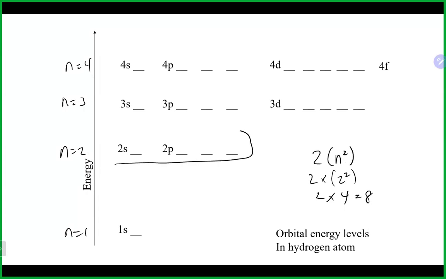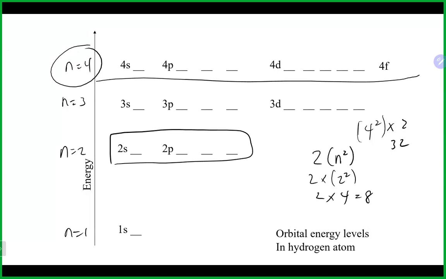And that's what we saw earlier. You could go all 8 if you went the entire level. If you want to do the 4th level, you would do 4 squared times 2. That's 16 times 2, which is 32. So if you counted up everybody here, the f lines aren't there, but you could put 32 electrons on there. A lot easier than trying to draw it out and count them all up. So that works if you want to figure out how many electrons are on a level.